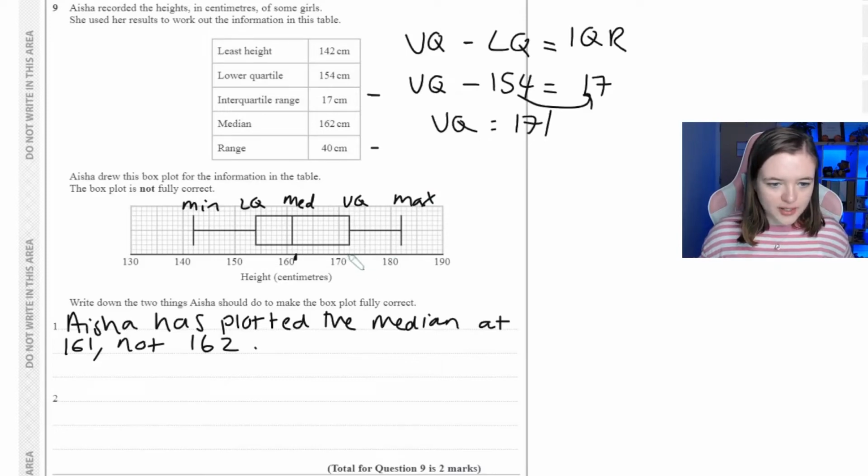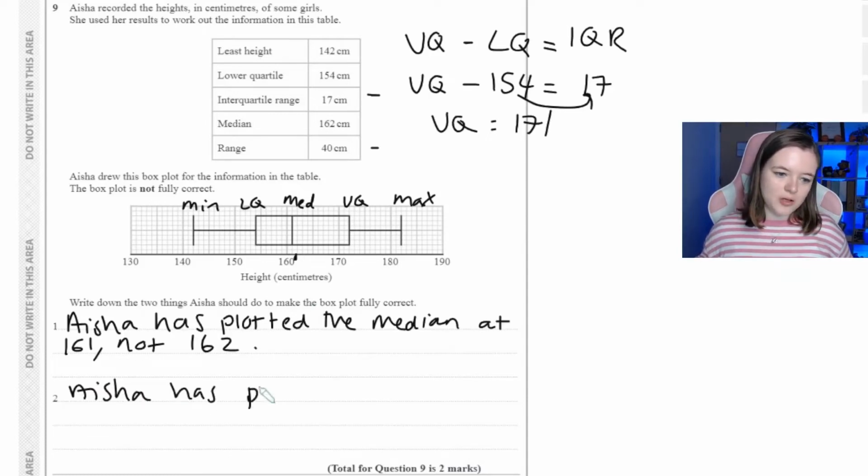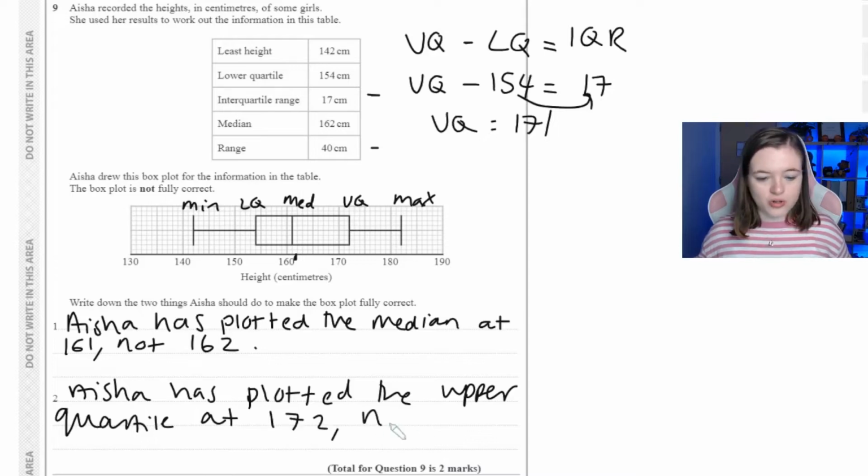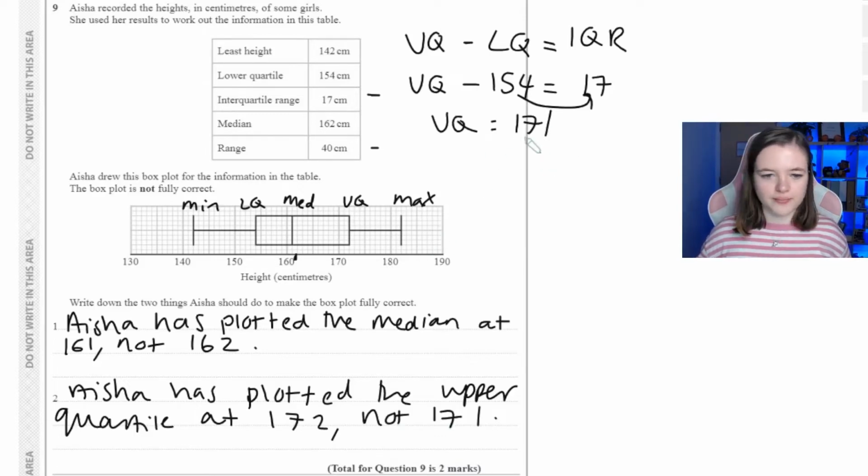It is not. She's got 172. So Aisha has plotted the upper quartile at 172, not 171. Don't need to check the max. I'm assuming it's going to be right. So I'll check it anyway. Might as well. No harm done.